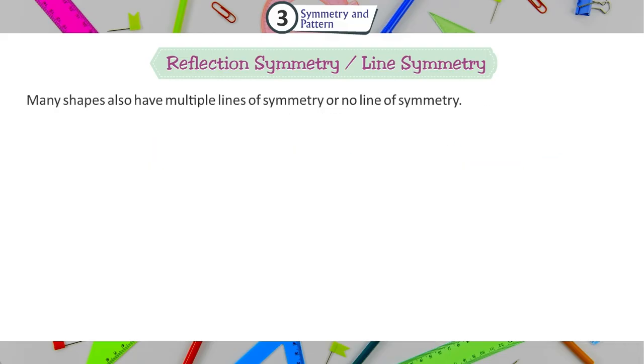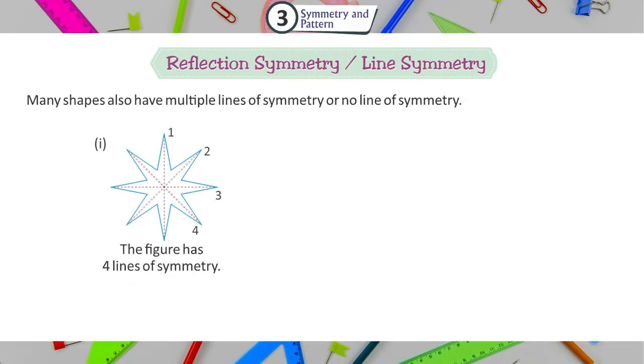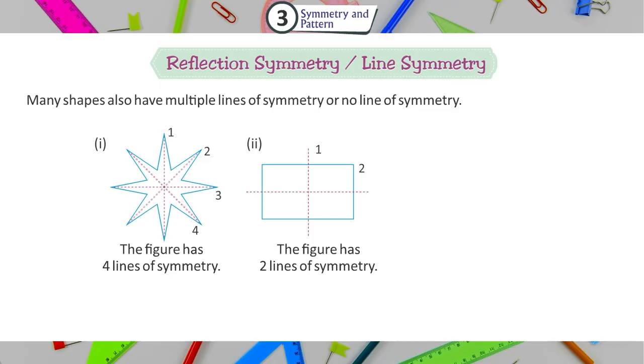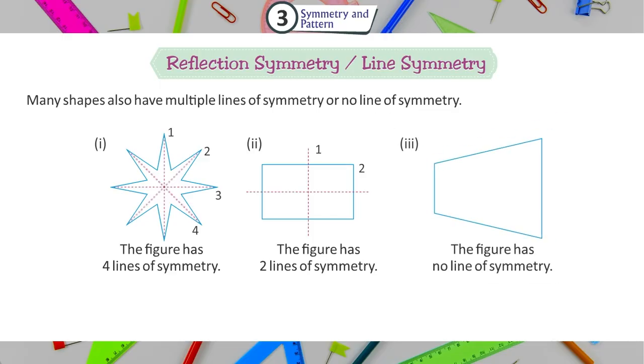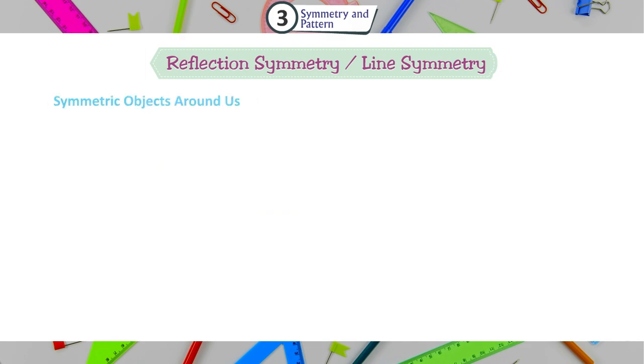Many shapes also have multiple lines of symmetry or no line of symmetry. 1. The figure has 4 lines of symmetry. 2. The figure has 2 lines of symmetry. 3. The figure has no line of symmetry.